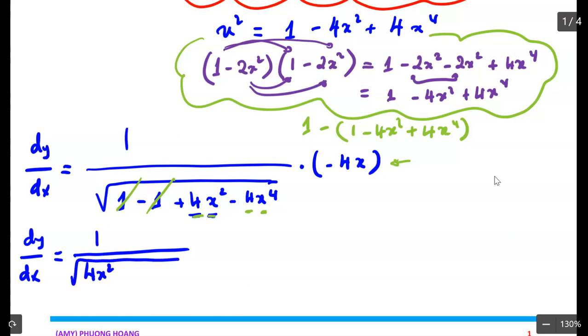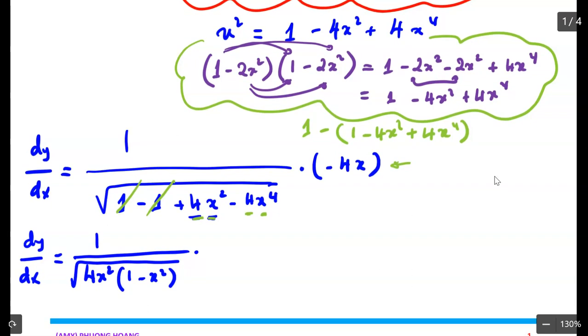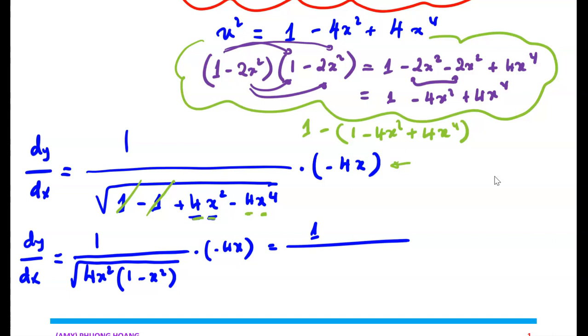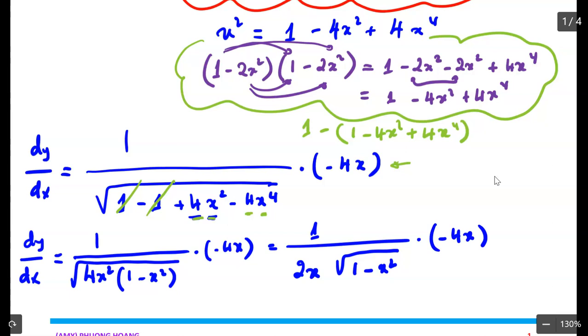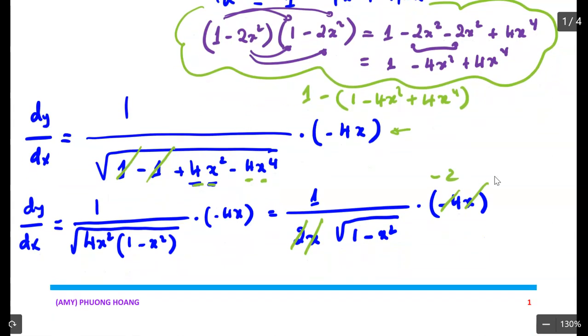Alright, so 4x squared, I should have 1 minus x squared left inside the bracket. This is multiplied by negative 4x. So this will be 1 divided by 4x squared, bring it outside the bracket. I should have it as 2x. So the 1 minus x squared left inside the bracket, multiply by negative 4x. So I can see that x cancel out, that and that will give me a minus 2. So my final answer should be minus 2 divided by square root of 1 minus x squared as the final answer.